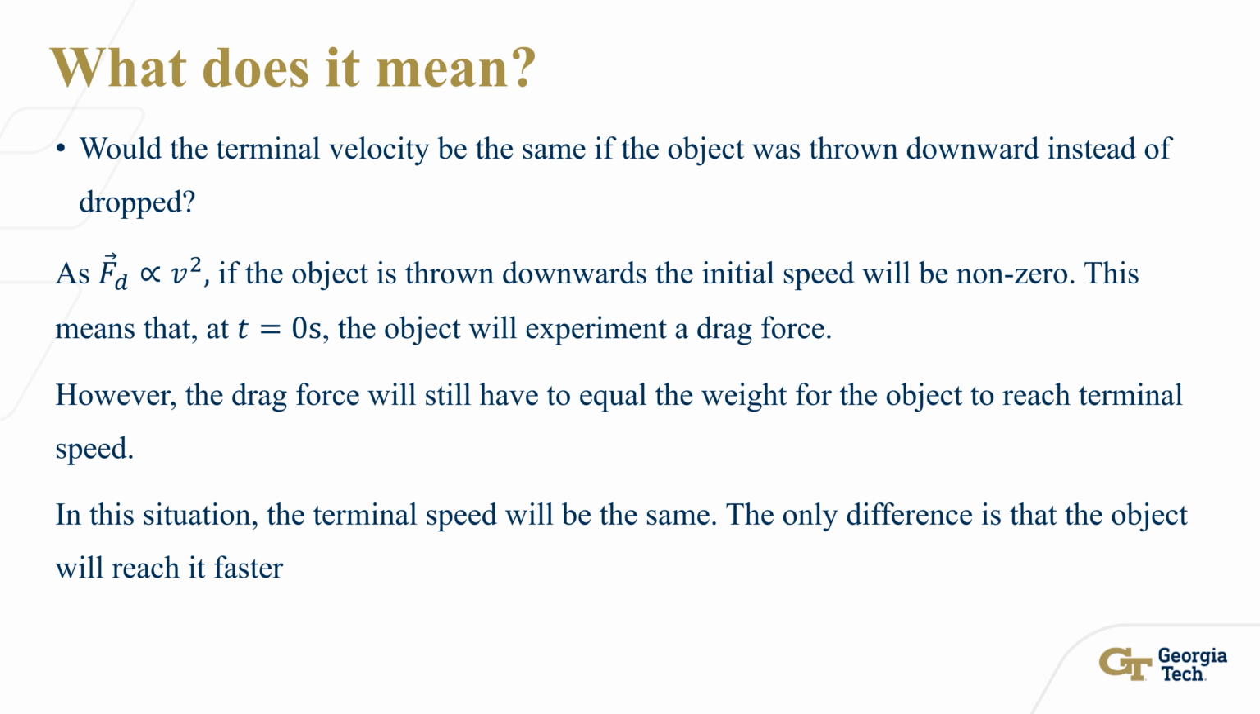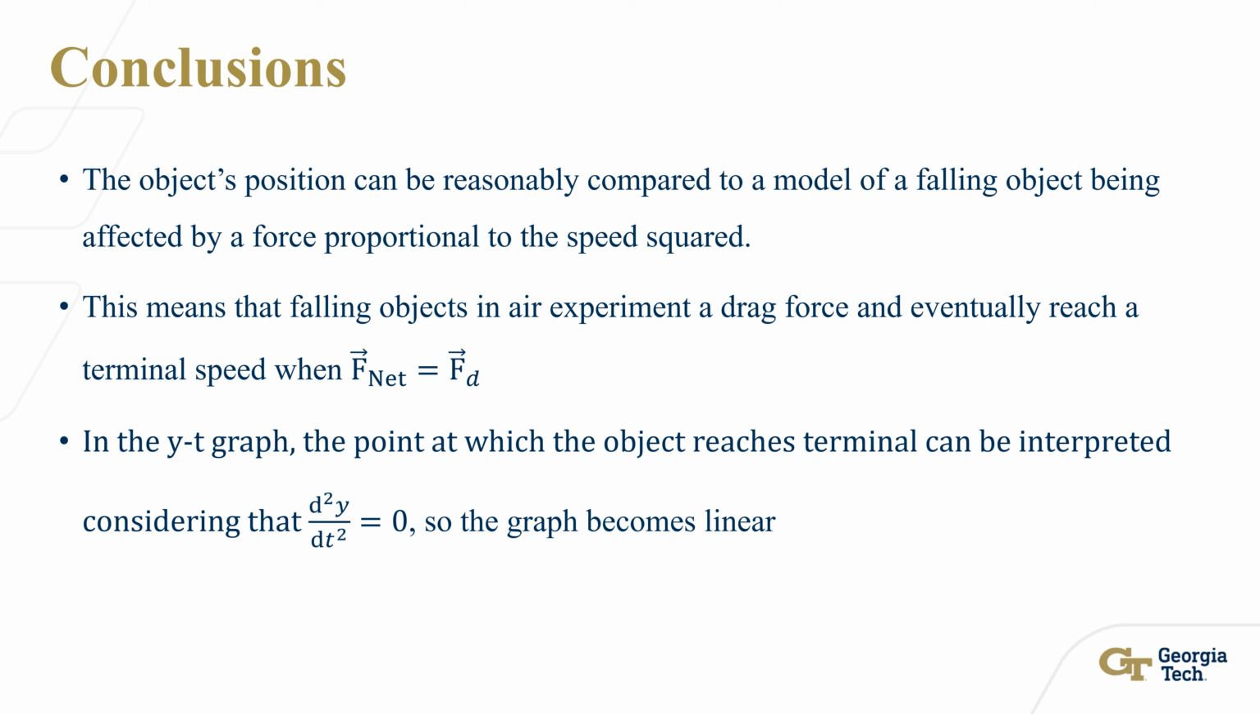In conclusion, the object's position can be reasonably compared to a model of a falling object being affected by a force proportional to the speed squared. This means that falling objects in air experience a drag force and eventually reach a terminal speed when the weight equals the drag. In the y versus t graph, the point at which the object reaches terminal velocity can be interpreted considering that the second derivative of position is 0, so the graph becomes linear.